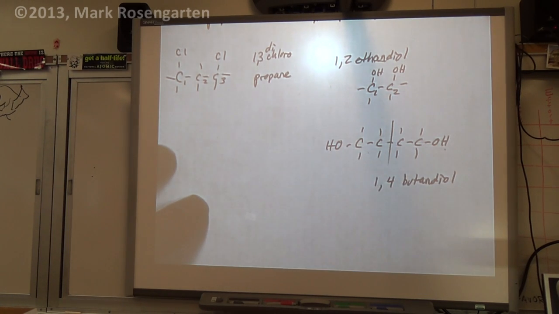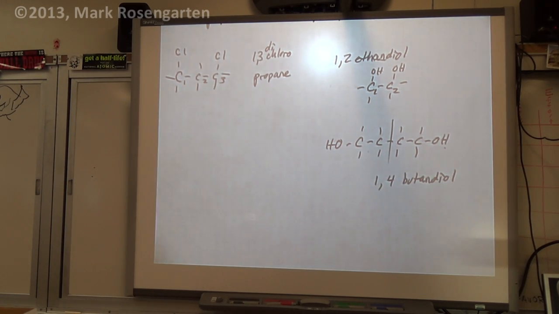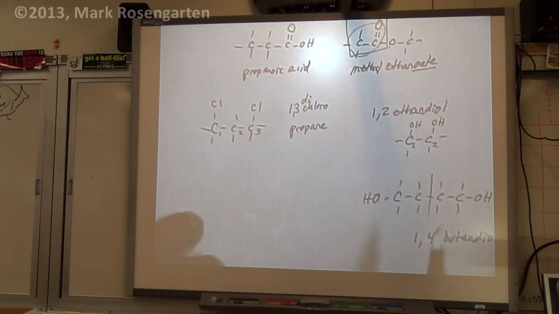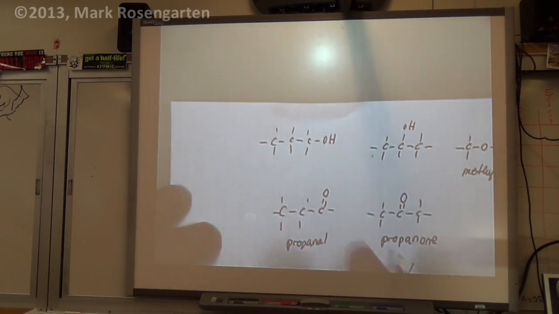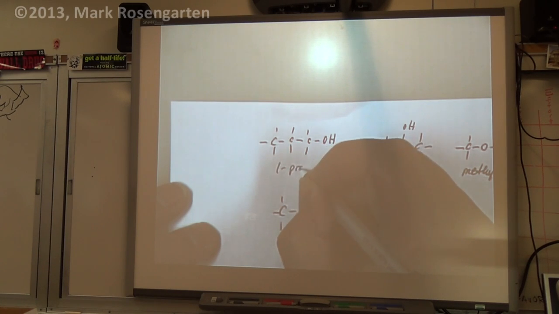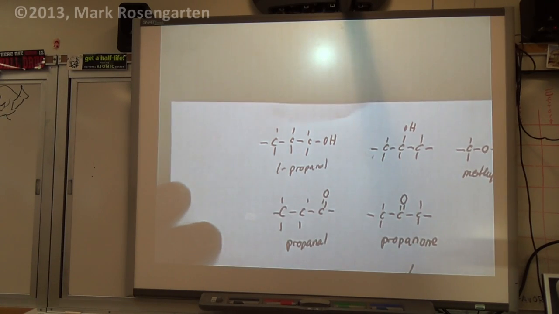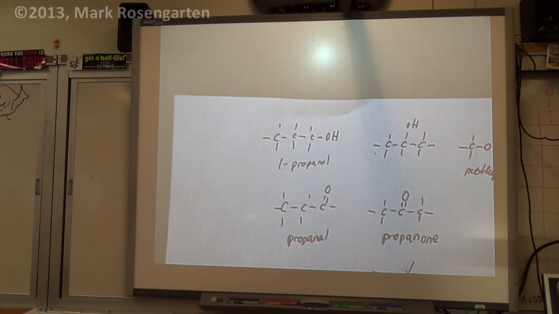fourth carbons, 1,4. So it's only when there's more than one OH that you do diol? Right, if there's more than one OH, you call it diol. In this case, let's go back to this alcohol here. This is just called 1-propanol. There's only one OH, so we don't have to put a di or anything.